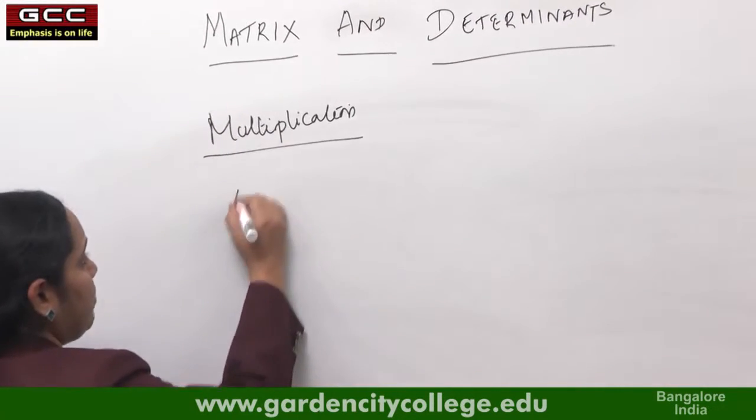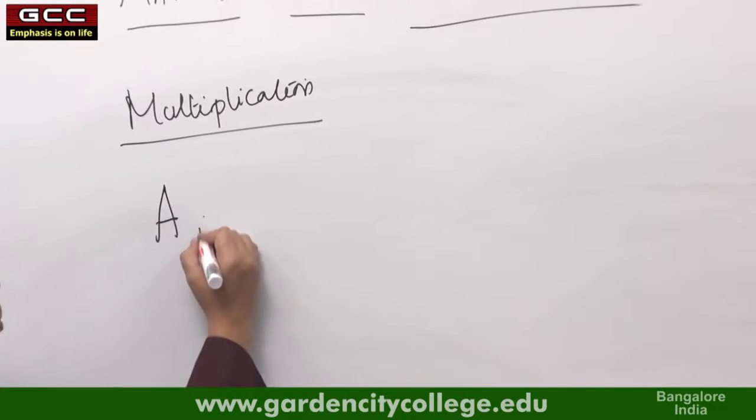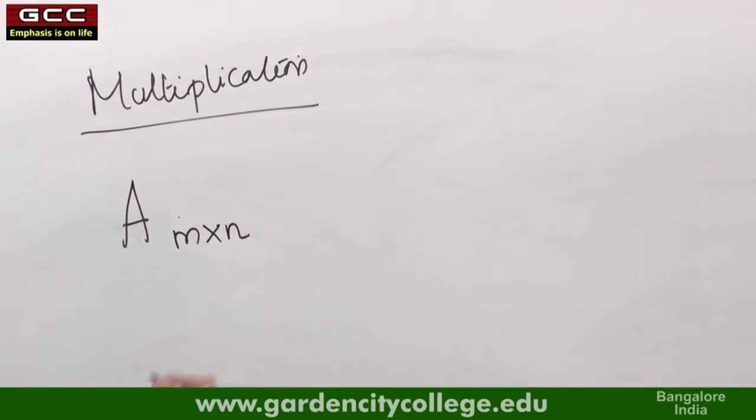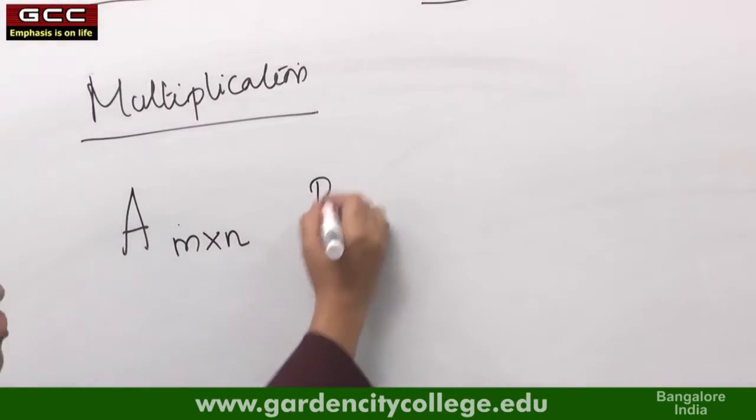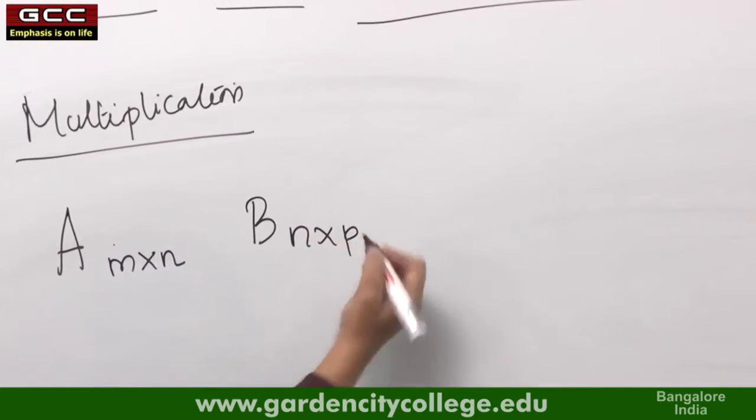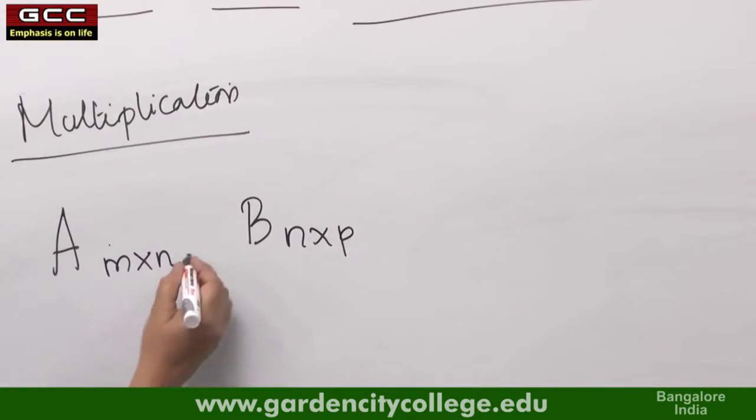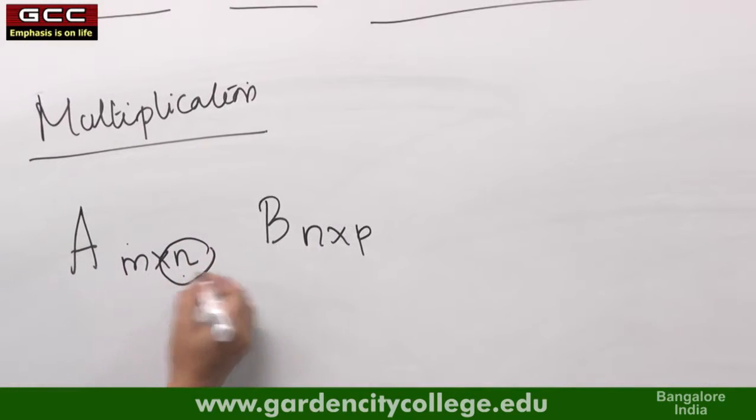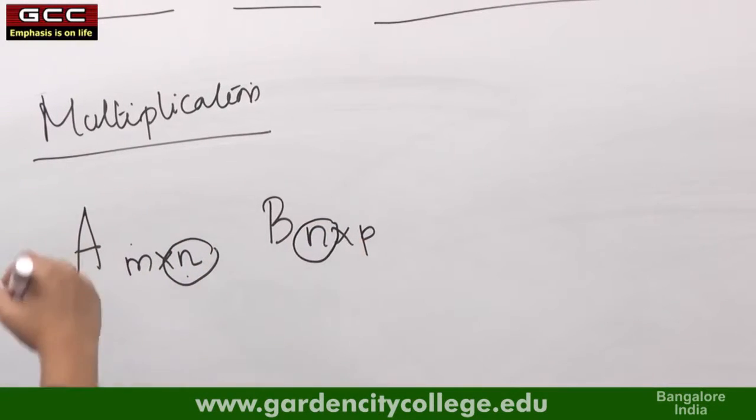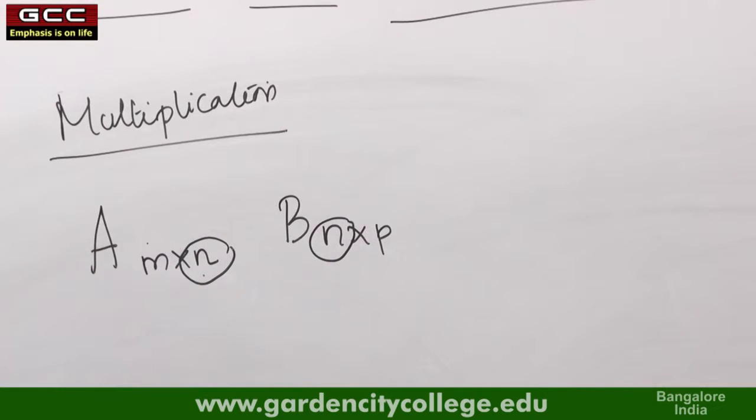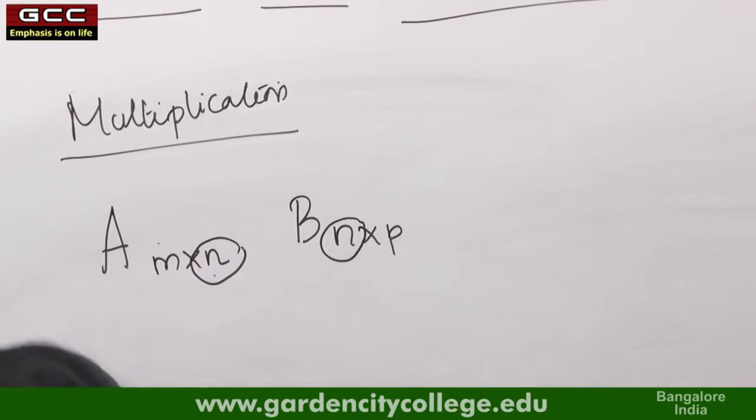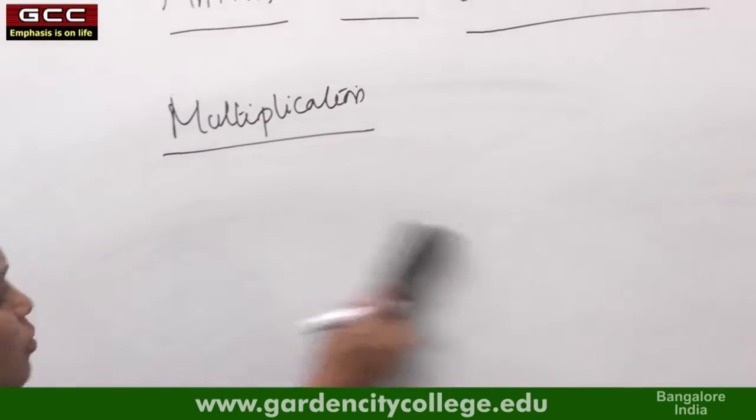If I want to multiply a matrix A which is of order m by n, then the matrix B should be of order n by p. So the meaning is the number of columns in the first matrix should be equal to the number of rows of the second matrix. So let me take an example. I will explain how to multiply two matrices.